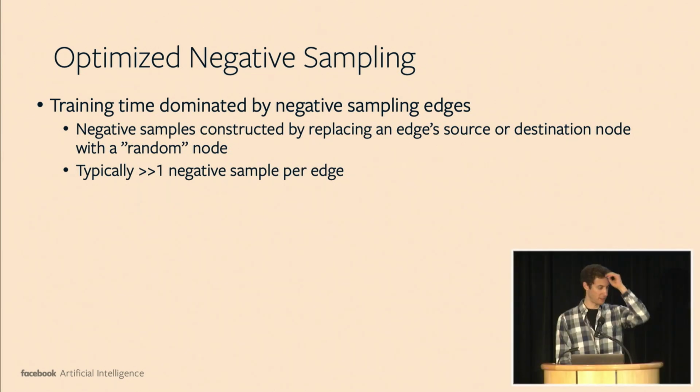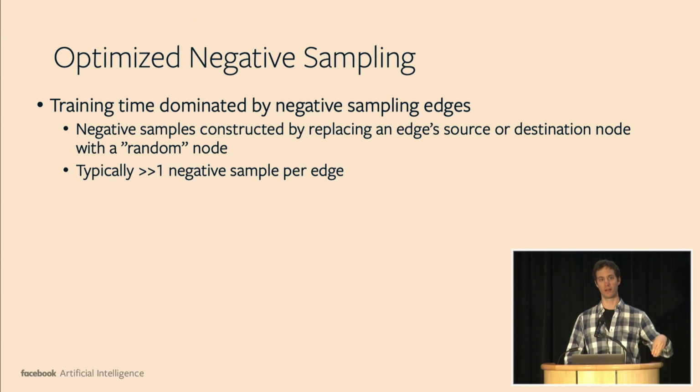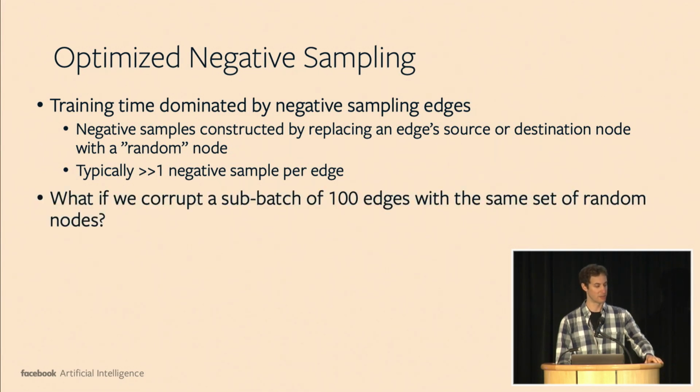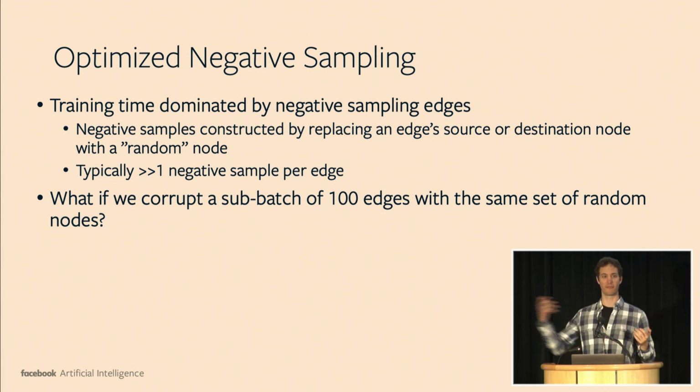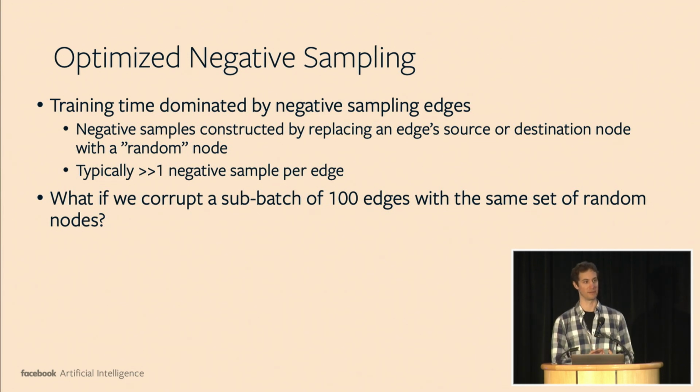So there's one other thing that we do in PyTorch-BigGraph in order to improve training speed, and that is based on the fact that training time is generally dominated by the negative sampling edges, because for every edge in the real graph, you typically don't just compute one negative sample, you compute 10 or 100 negative samples. And so you're kind of dominated by the time in the random access lookup of those embeddings and the computation of the scores for those embeddings. So what we do is we say, what if we take a sub-batch of 100 real edges and use the same set of random nodes to construct 10,000 negative samples instead of using different random nodes to corrupt each of those 100 edges in the batch.